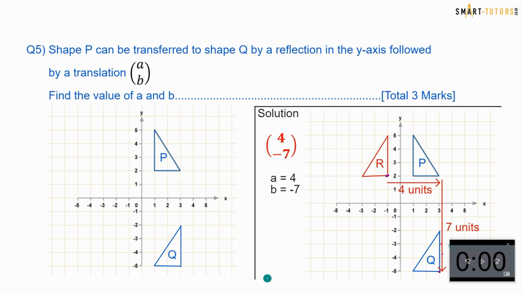So the x is a positive 4 because you are moving right hand side. When you're going left hand side, it has to be minus. When you're going upwards, it's positive. When you're going downwards, it's negative. The reason why y is minus 7 is because you're going downwards 7 units. So the answer is (4, -7) for question number 5. Let's move on to question number 6.